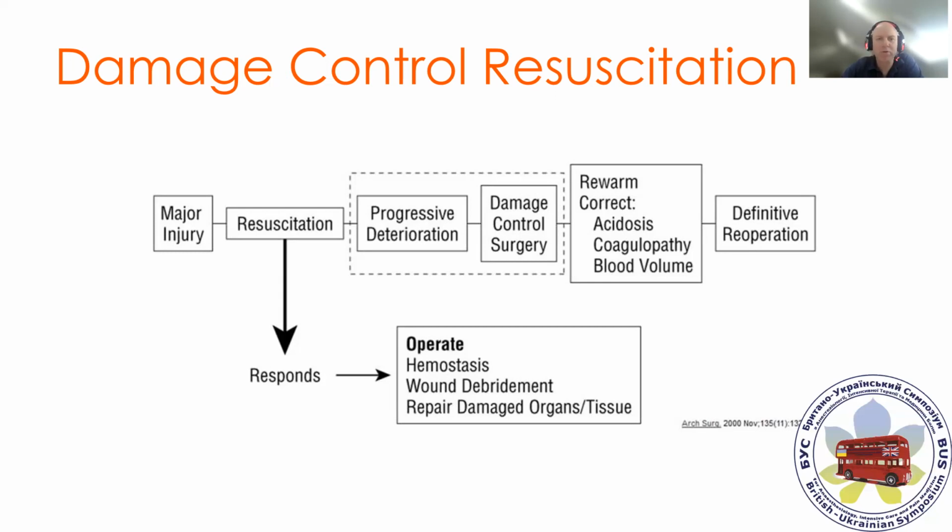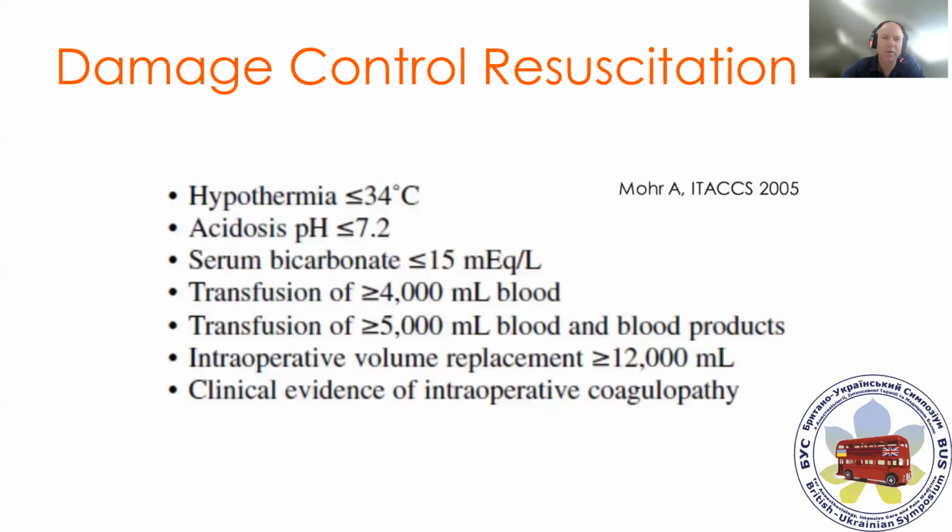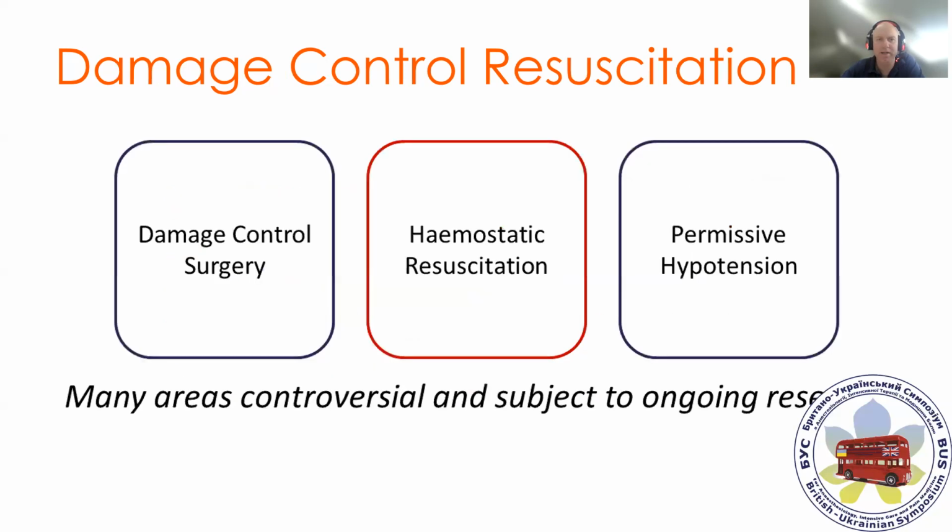But damage control shouldn't be done for all trauma patients because it isn't without harm and isn't without resource implications. So for the patients who need it, it's the right thing, but it's not the right thing for everybody. Who is it right for? The patient who is significantly hypothermic, acidemic, who has had a large transfusion requirement or has evidence of coagulopathy. These are the sort of patients that might need it.